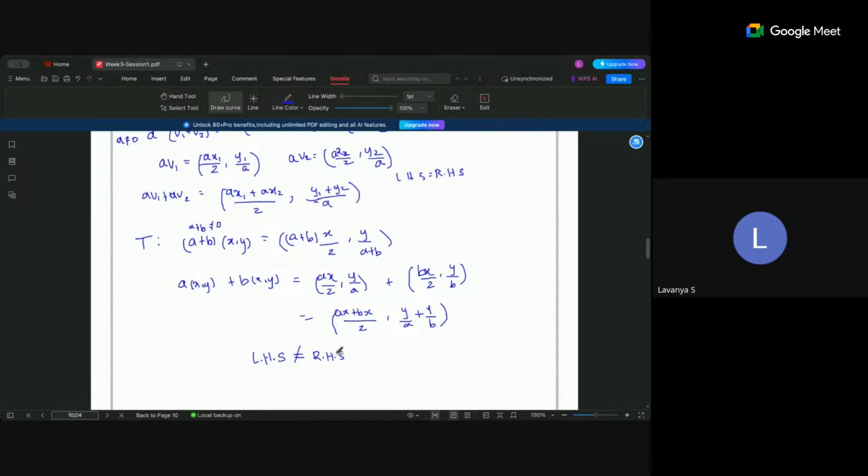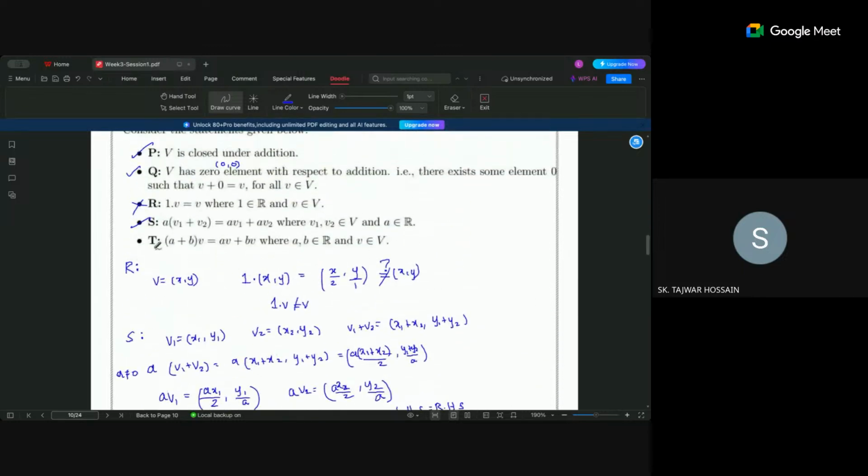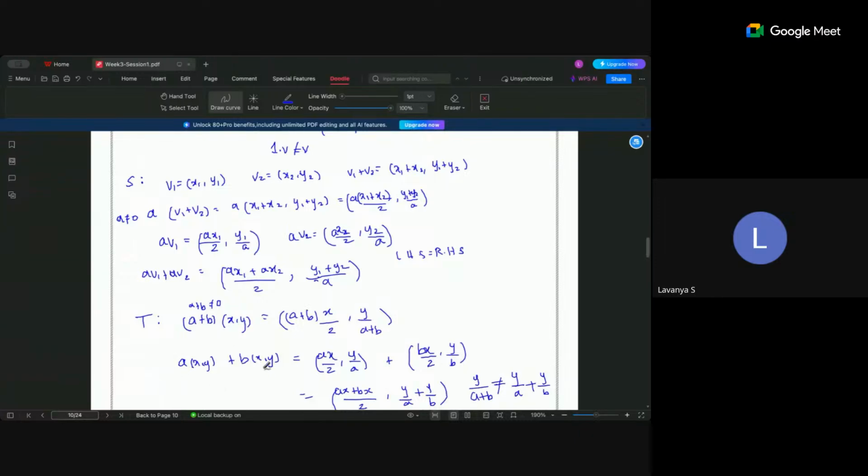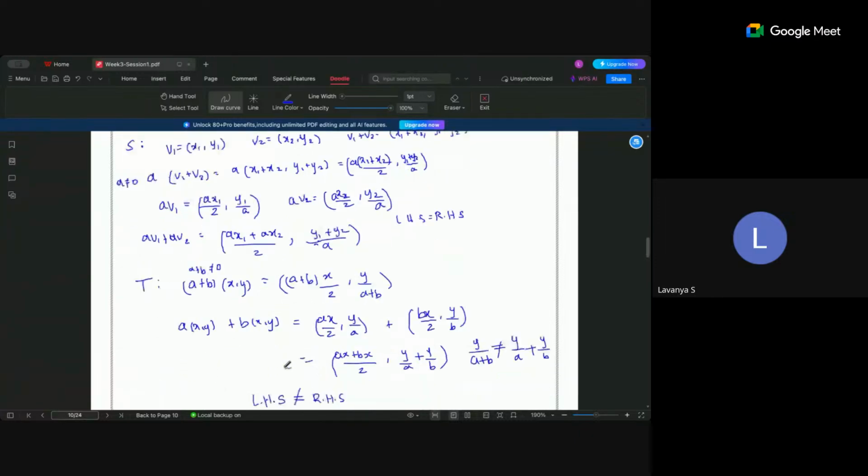Okay, you understand why LHS is not equal to RHS, right? Yes, ma'am. Because y by a plus b is not equal to y by a plus y by b. One question, ma'am. Here, this is the property we are checking: a plus b times of v is not equal to a times of v plus b times of v.